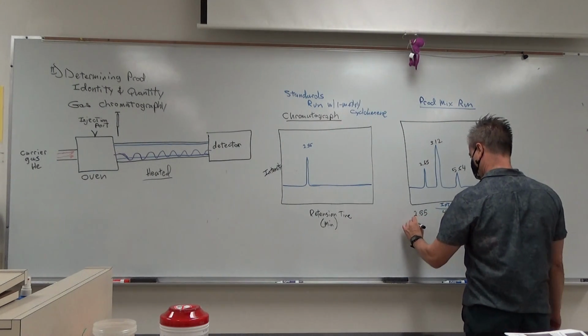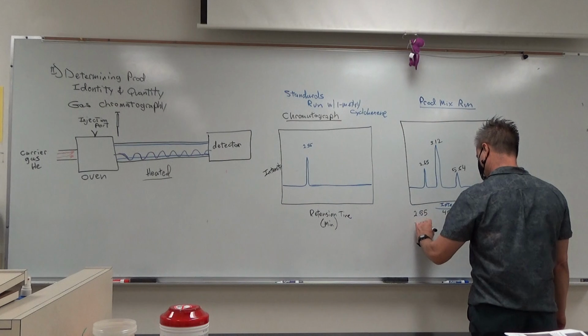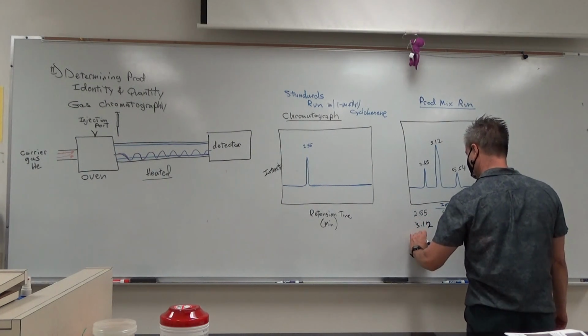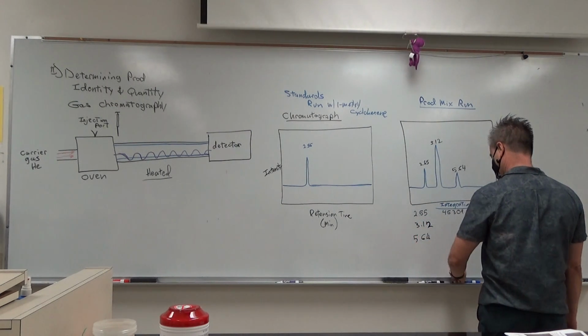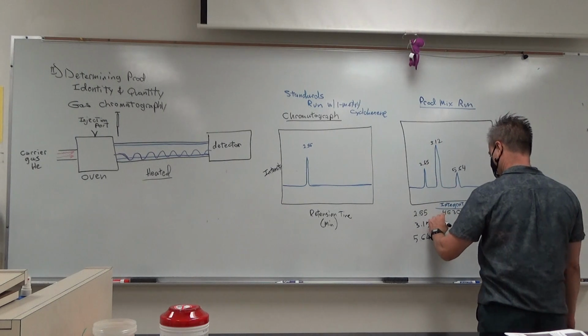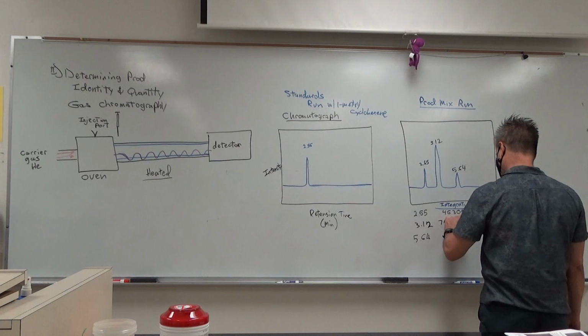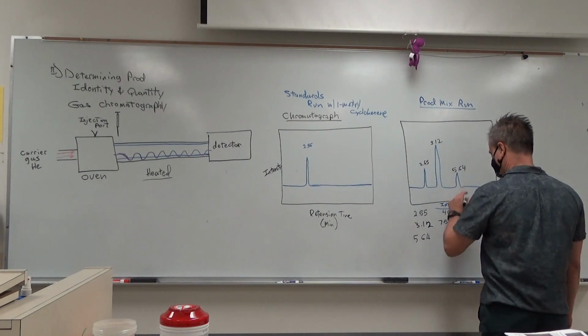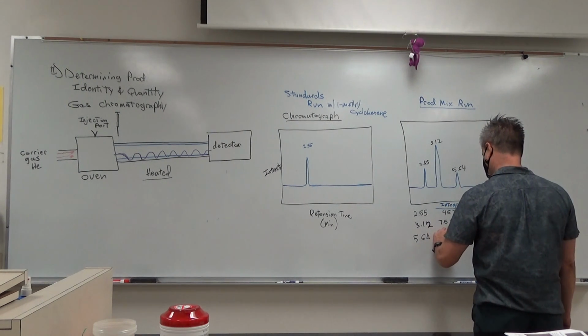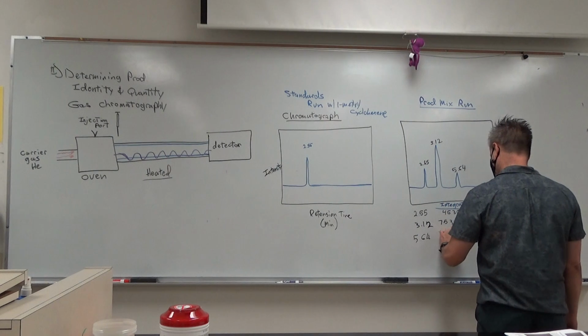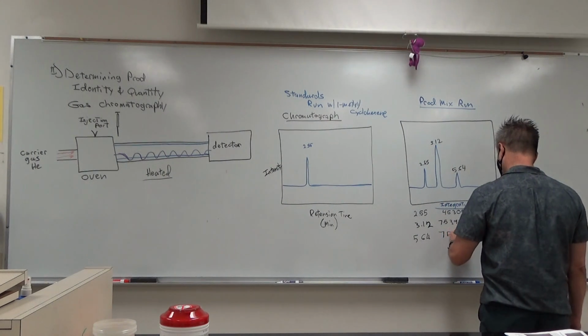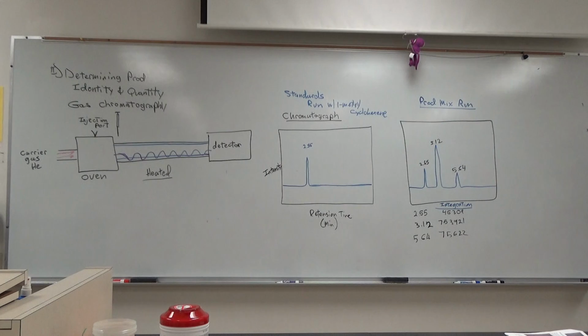And then 3.12, and 5.64. This is clearly much bigger, so that's 75,392. Magnitude is 75,622.